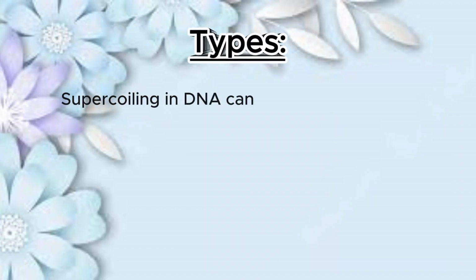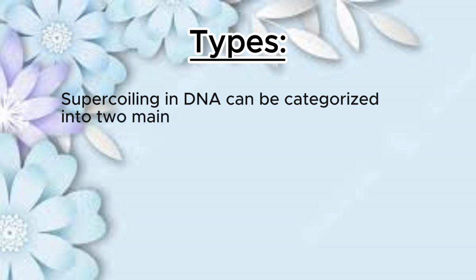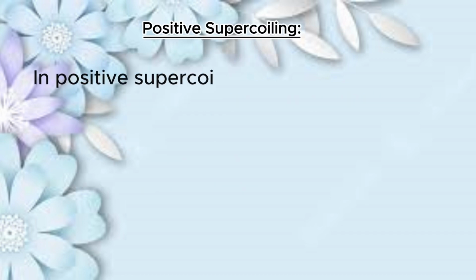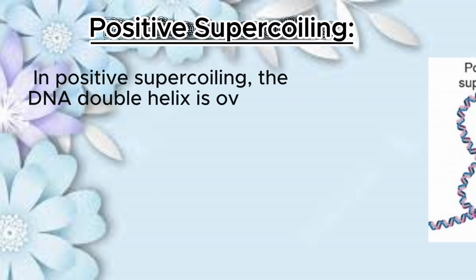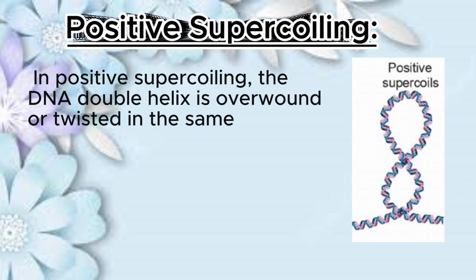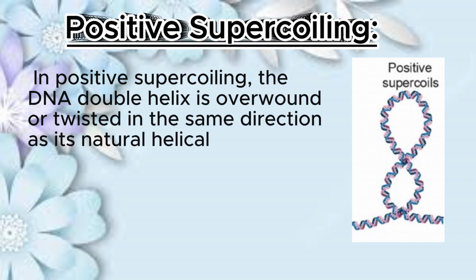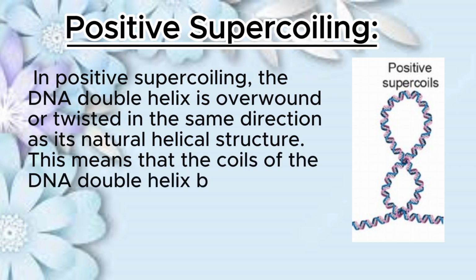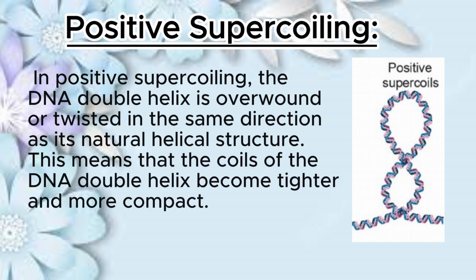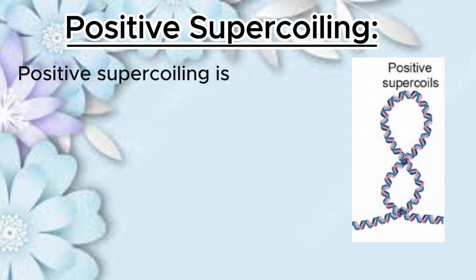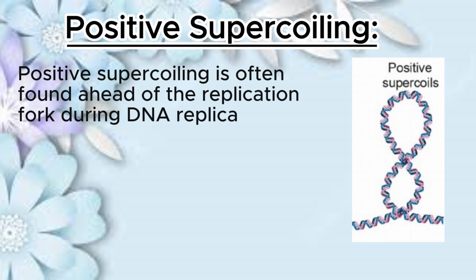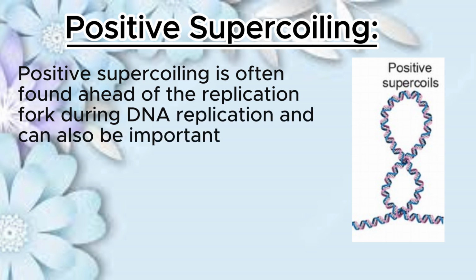Supercoiling in DNA can be categorized into two main types, that is positive supercoiling and negative supercoiling. In positive supercoiling, the DNA double helix is overwound or twisted in the same direction as its natural helical structure. This means that the coils of the DNA double helix become tighter and more compact.